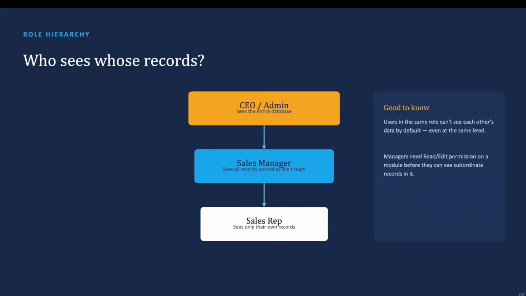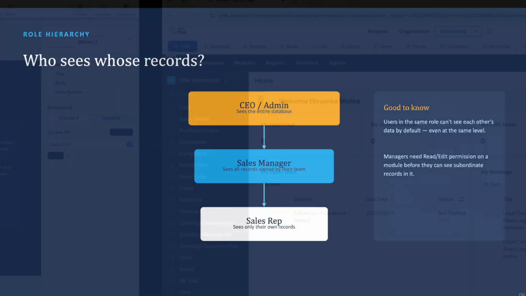Okay, now let's see the role hierarchy. So role hierarchy is basically where you can add a hierarchy in your Zoho CRM, so that all the data, all the system will run on the basis of this hierarchy. So let's see how this works.